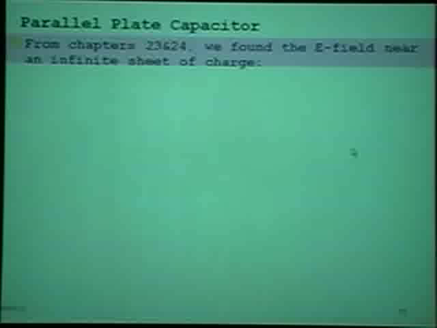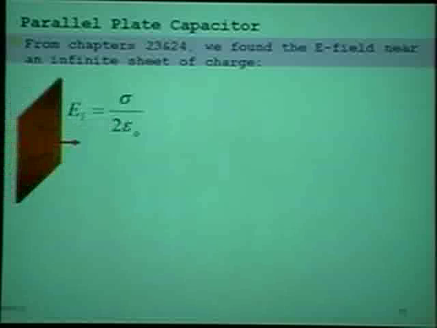We know from chapters 23 and 24 that if you had an infinite sheet of charge, in this case a positive infinite sheet of charge, you'll have an E field emanating normally out from that infinite sheet, and the value of that electric field will be equal to the surface charge density sigma divided by 2 epsilon naught. We proved that in chapter 24. The E field is constant. It's independent of your distance from that infinite sheet of charge. So it's just a constant, the surface charge density divided by 2 epsilon naught.